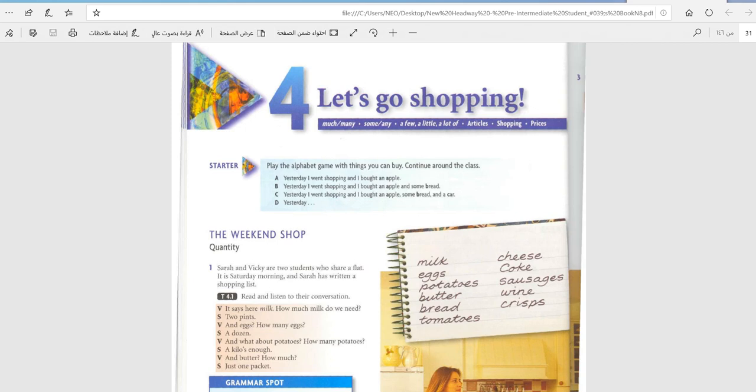Play the alphabet game with things you can buy, continue around the class. Yesterday I went shopping and I bought an apple. Yesterday I went shopping and I bought an apple and some bread. Yesterday I went shopping and I bought an apple, some bread, and a car. Yesterday I visited my grandmother, for example, and I went to the park with her.